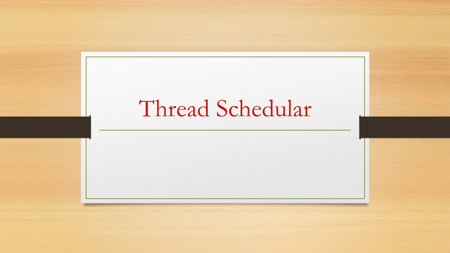Today we are going to discuss the thread scheduler in Java. In the last video we discussed threads and multitasking. A thread is a small task executing concurrently or sequentially in nature. Now the thread scheduler is a component of Java that decides which thread to run.